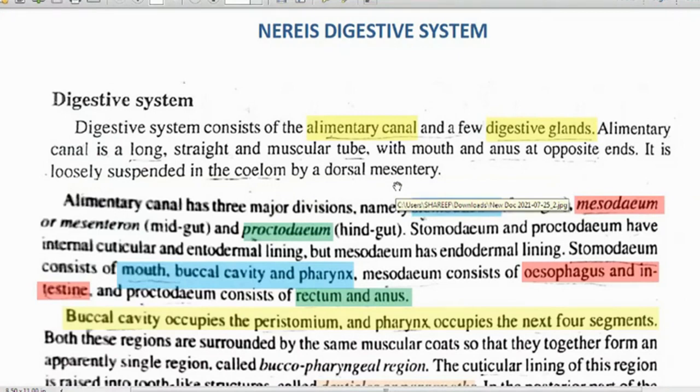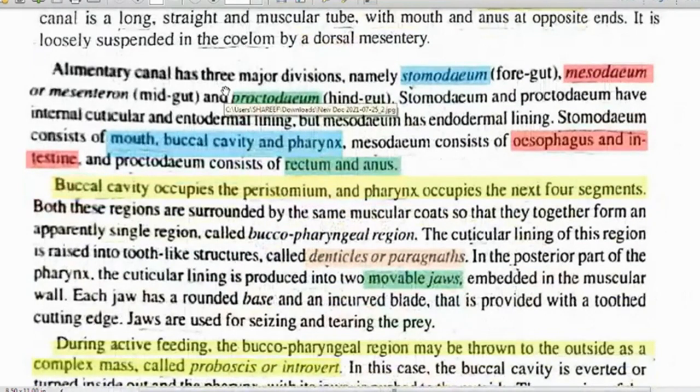You know the coelom, what is coelom? The body cavity. In the body cavity, it is just placed at the center, and it is suspended from the body wall. The alimentary canal of Nereis is further divided into three parts: the stomodeum or foregut, mesodeum or midgut, and proctodeum or hindgut. The stomodeum and proctodeum, that is foregut and hindgut, have an internal cuticular and endodermal lining.